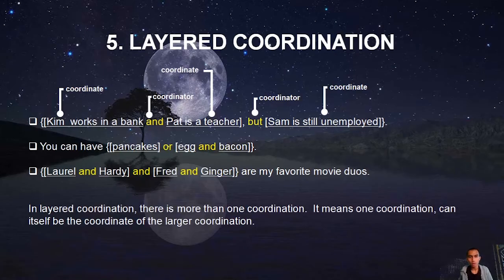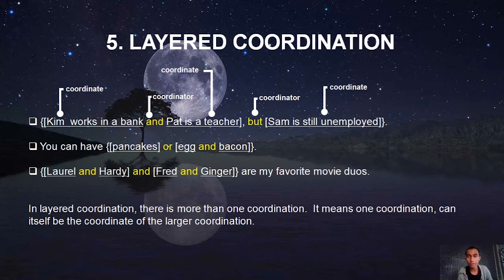Now I will continue our presentation about coordination and more. The first one, I will explain about layered coordination. As you can see, we have three examples of layered coordination here. In layered coordination, there is more than one coordination. It means one coordination can itself be the coordinate of the larger coordination.